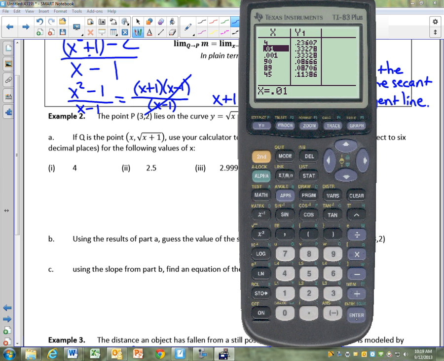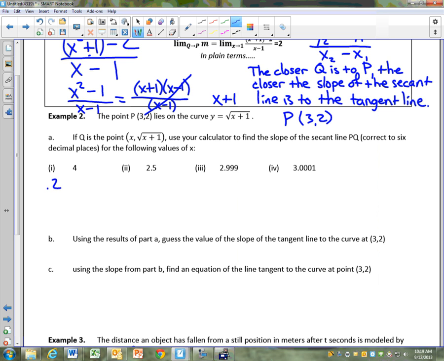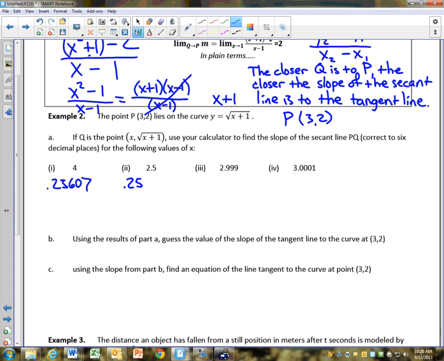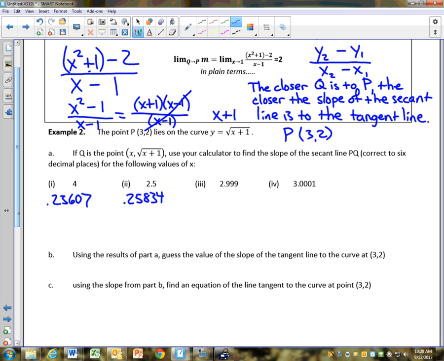Yep, so we'll go to 5 decimal places. Thank you, Megan Stark. Is that the slope of the tangent line or the secant line? Secant line. I plug in 2.5. Get 0.2583. I know it's a secant line because the tangent line would have an x value of 3. And we'll get to that in a second, okay?